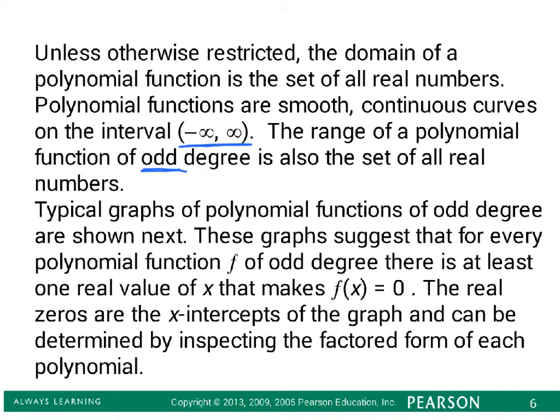This statement down here, there's going to be at least 1 zero for odd degree functions. Can't say that about even degree functions. There might be imaginary zeros, or only imaginary zeros for some even degree functions. But odd degree functions are always going to have at least 1 real zero.